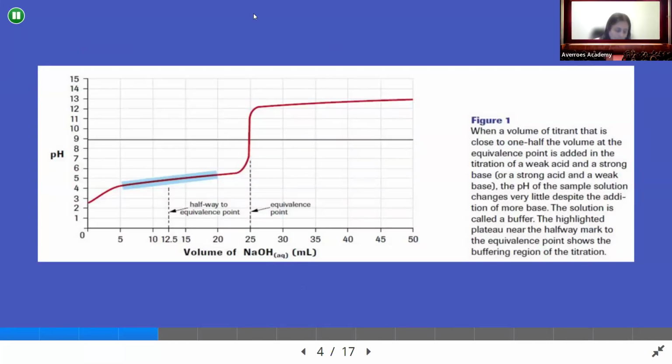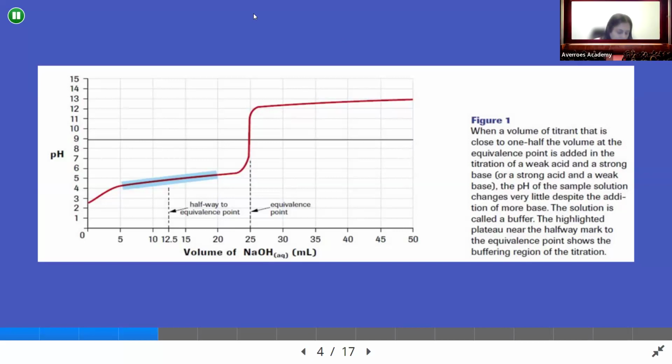So if we look at this example, the titration of acetic acid with sodium hydroxide, the pH is approximately 4.7 at a volume of 12.5 milliliters of sodium hydroxide. Since one half of the equivalence volume has been added, one half of the original acetic acid has reacted.